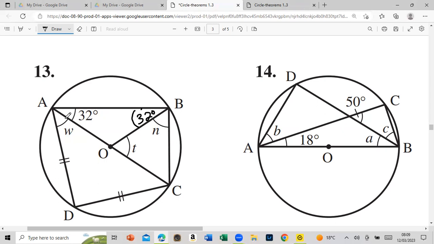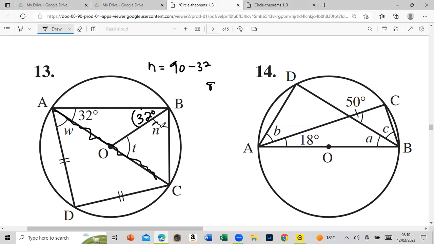Alright. This, coming from right here, is a diameter. So that means this angle right here should be a total of 90. So we're going to find n first, and then we try to figure out the rest. So n is equal to, both of these add up to 90, so that means that n is equal to 90 minus 32. 2 from that leaves 8. 3 from 8 leaves 5. So this angle n is 58.